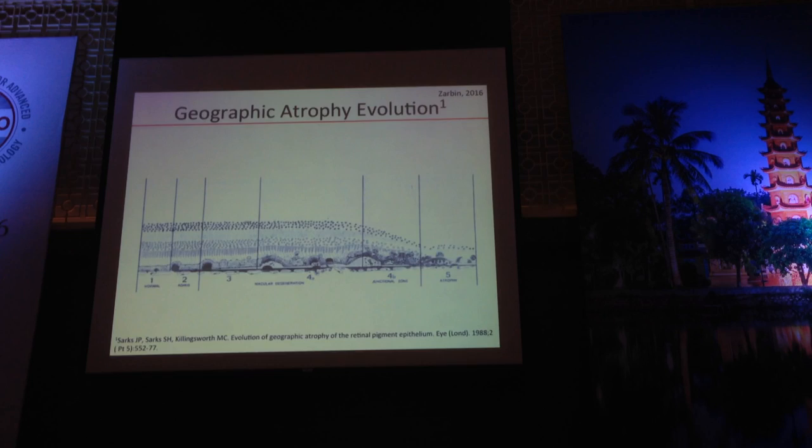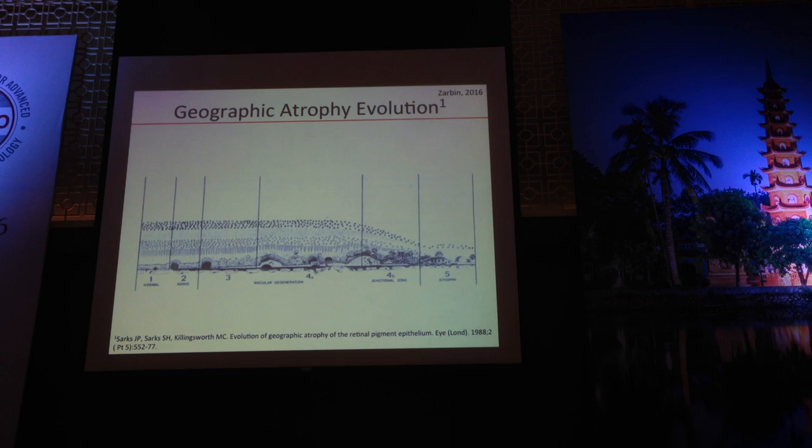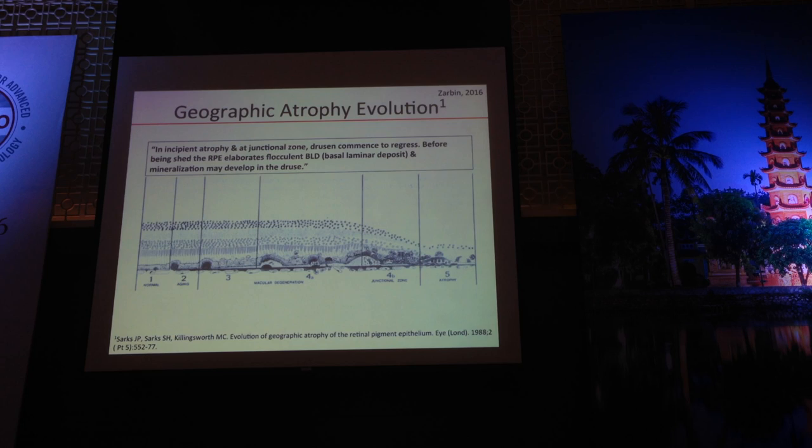Well, when we finally get into the area of evolution of clinically evident atrophy, I'm sorry to say that we are not much ahead of where we were in 1988. So I'm going to show you what Dr. Sarks described in 1988. He said that in incipient atrophy in the junctional zone, drusen begin regressing. So the first thing is drusen regression.